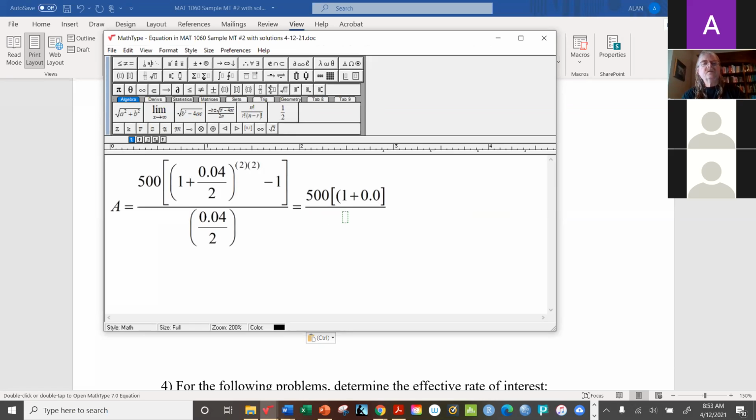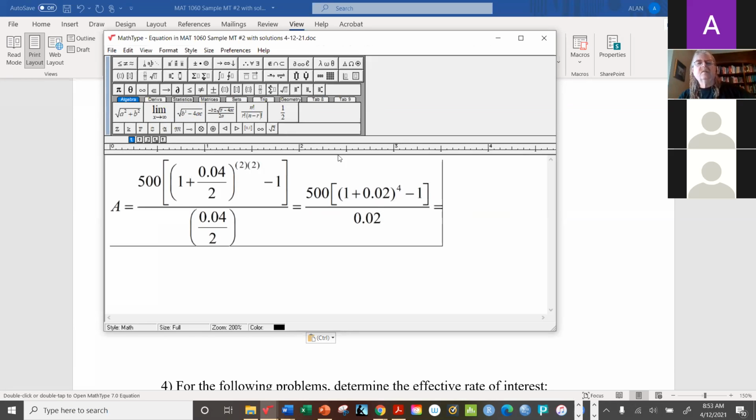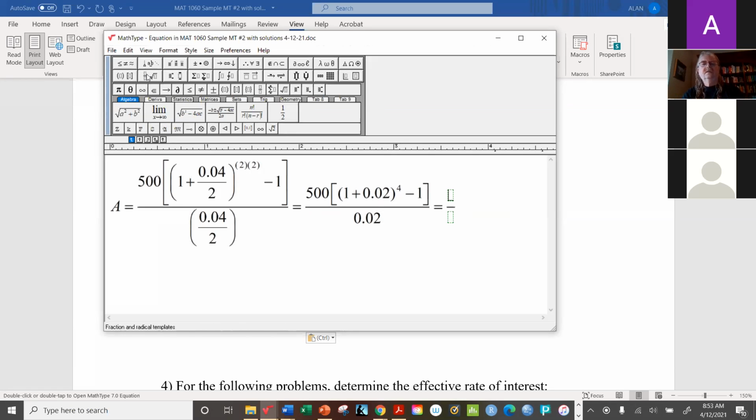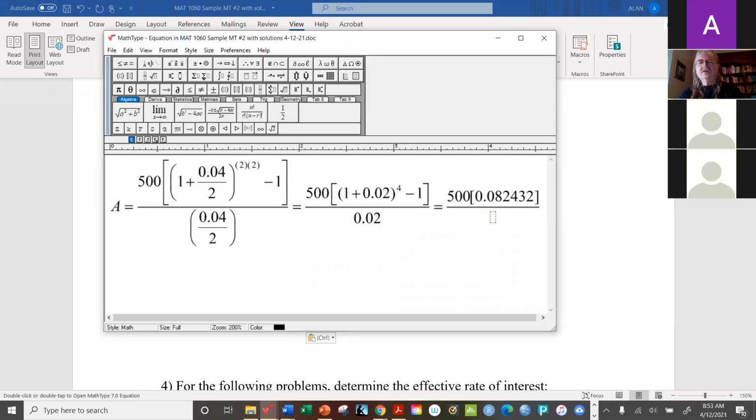So 0.04 over 2 is 0.02. The exponent here will be 4 minus 1. And then in the denominator, 0.04 over 2 is 0.02. So what you might want to think about doing is doing what's in the brackets first. And if you do 1.02 to the 4th power minus 1 is approximately 0.082432, that's good enough, over 0.02.